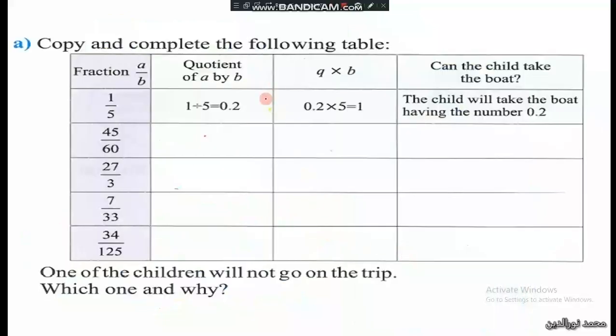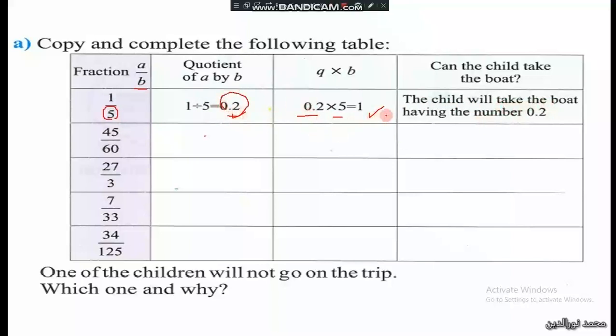So let's fill this table. He gave me the first example, so 1 over 5. The quotient of 1 by 5, 1 divided by 5, is 0.2. And then 0.2 is multiplied by b, the denominator. Then 0.2 times 5 equals exactly 1. Then the child will take the boat having the number 0.2.